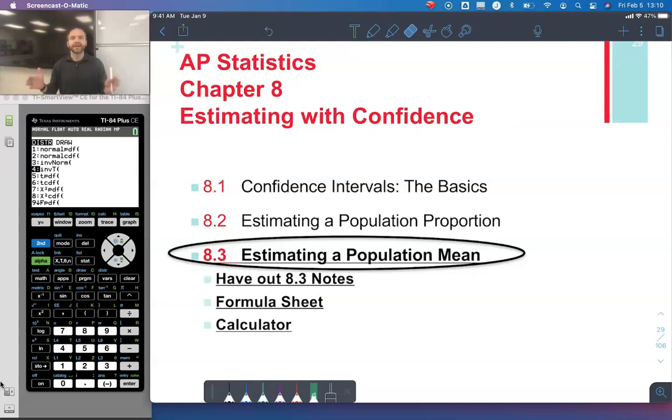We are starting lesson 8.3, which is estimating with confidence, and we are estimating a population mean. So make sure you have your notepad with you, make sure you have your formula sheet with you, because we're going to learn about a new table, and make sure you have your calculator with you. And look down below, you'll see where I'm at in my calculator to kind of help us out.